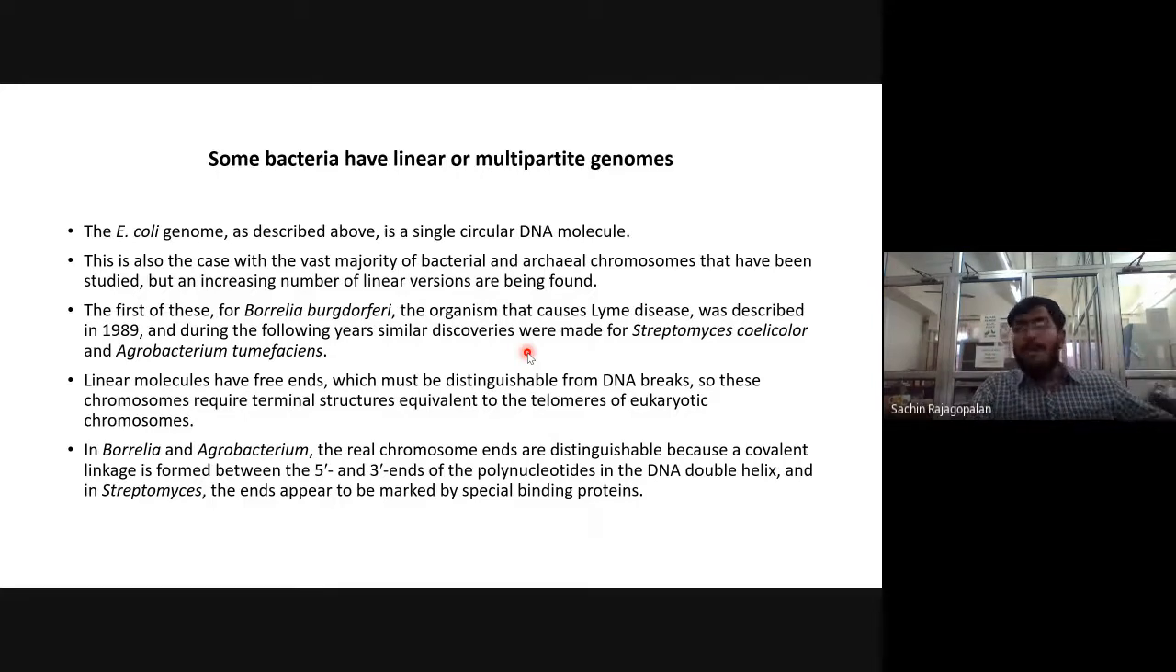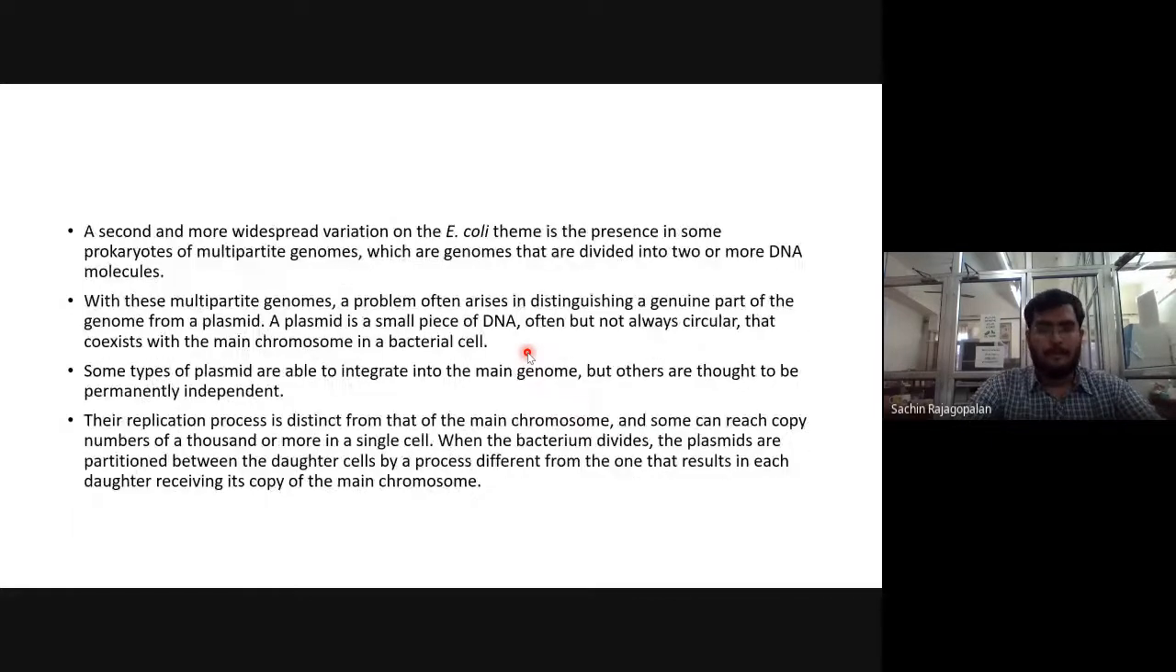And in Streptomyces, you will be able to see that at the ends of the linear chromosome there are special binding proteins, which are not normally seen. So it's an indication that it's a characteristic feature of these organisms because they have a linear genome and it's not a circular genome. So it's not necessary that if E. coli has a circular genome, all prokaryotic organisms need to have a circular genome. That is not at all true. Okay. Now, a second type of genome is the multipartite genome.